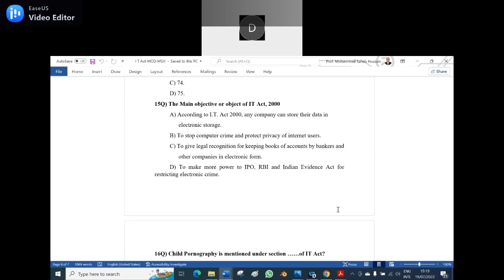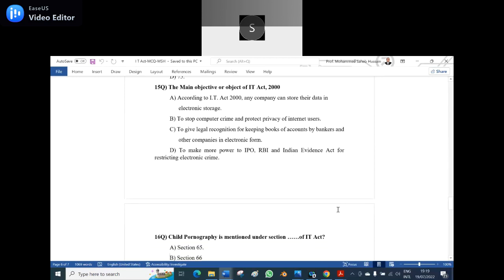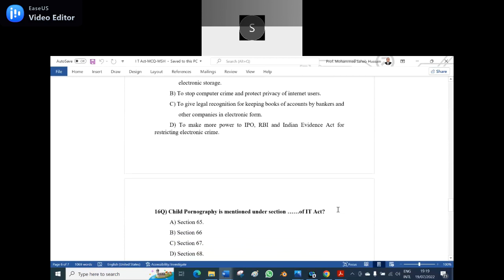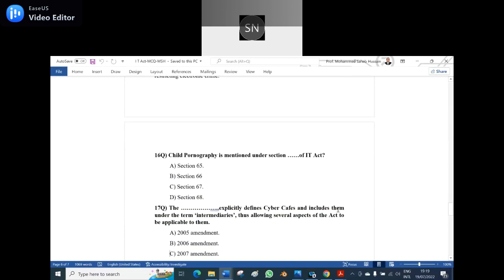What is IPO? Initial public offering. Whenever a company is about to collect capital from the market, they issue IPOs for their shares. Good, good. Initial public offering. Appreciate. 16th question, this we already did.